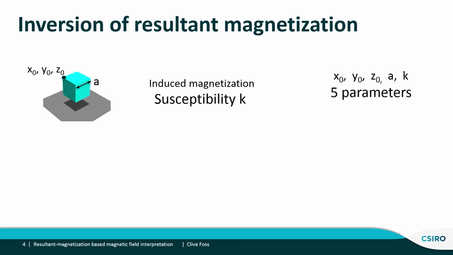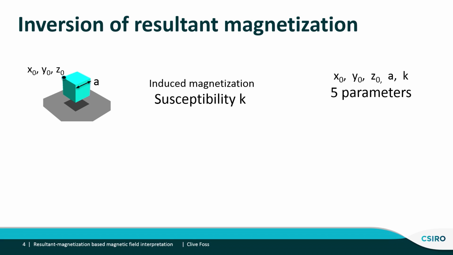We need a forward modeling code to compute the field of that cube at our measurement positions. And then we need a second piece of code which will call that forward modeling code repeatedly and try to optimize the set of parameters. That optimization code is not a magnetic code. It's not even a geophysical code. It's a general optimization procedure.